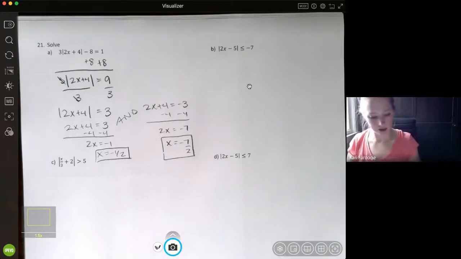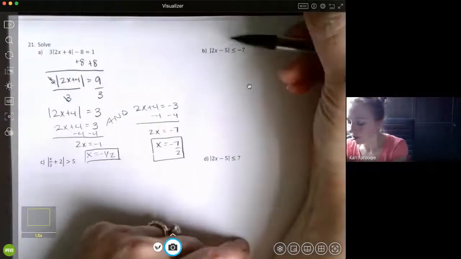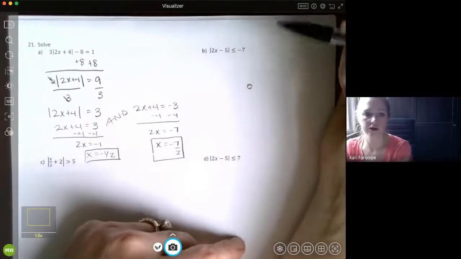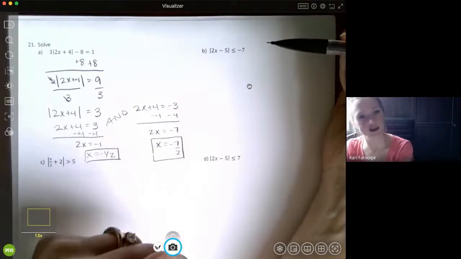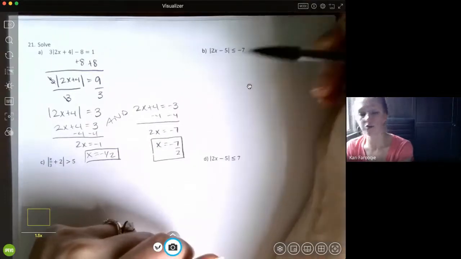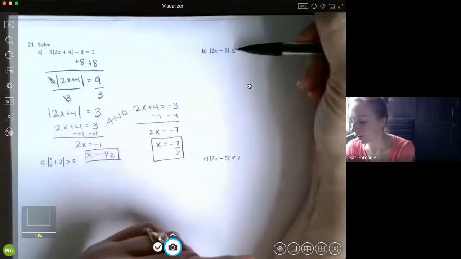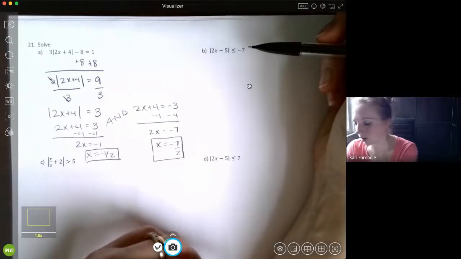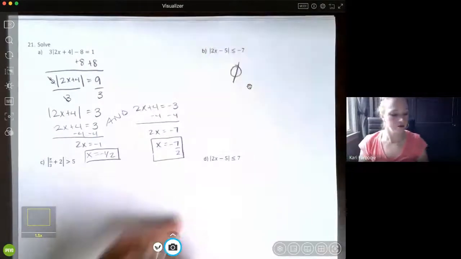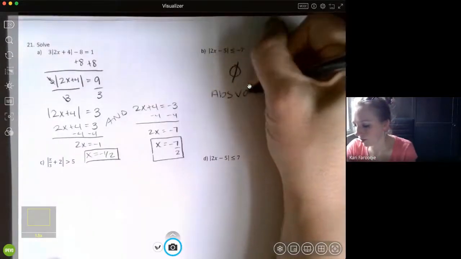Okay, let's look then at an absolute value inequality. So for something like B, we're looking at an instance where the absolute value of 2x minus 5 is less than or equal to negative 7. And you don't even have to do any work on this one, because absolute values can only be positive, or they could technically be 0. But absolute values are distances. They cannot be less than or equal to negative numbers. So in this case, we would have to say no solution, because absolute value cannot be negative.